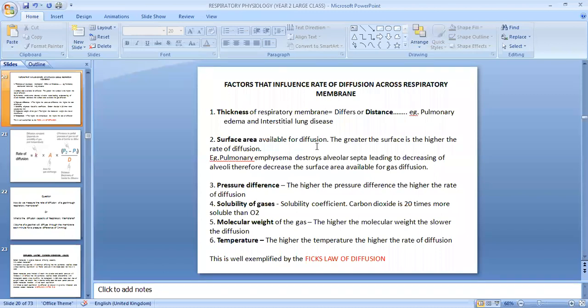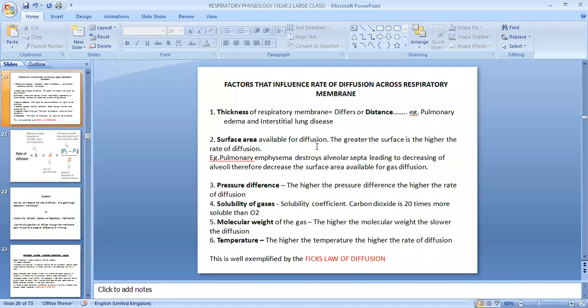Therefore, there are factors that influence the rate of diffusion across the respiratory membrane. There are 6 in number. 1 is the thickness of the respiratory membrane, which we've talked about, 0.5 micrometer in diameter. If it were to increase by, for example, swelling, what we call pulmonary edema, or interstitial lung disease, it increases in thickness. Therefore, the distance that the molecule of oxygen will travel to get to the RBC increases. So the bigger the distance or the thickness, the slower the rate of diffusion.